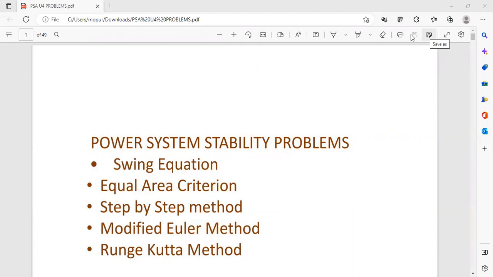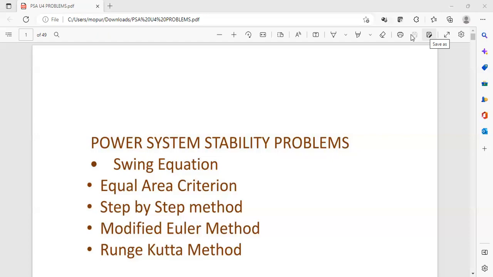So, as I had already said, in equal area criterion we can find the solution of swing equation using three methods. They are step-by-step method, modified Euler method, and Runge-Kutta method. Today in this video, we are going to see different problems on swing equation and problems on equal area criteria and step-by-step method, modified Euler method, Runge-Kutta method, problems and formulas related to that.